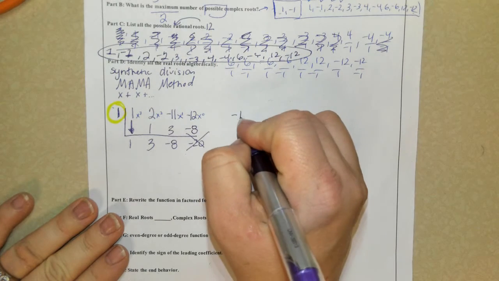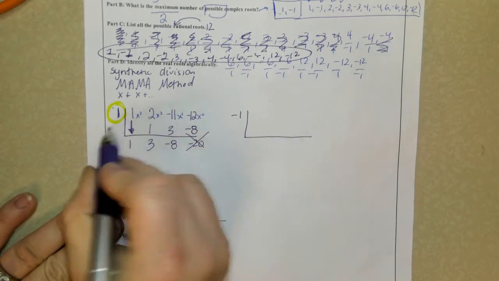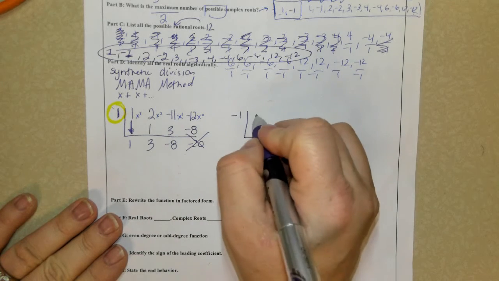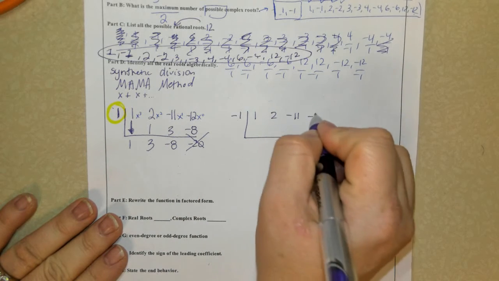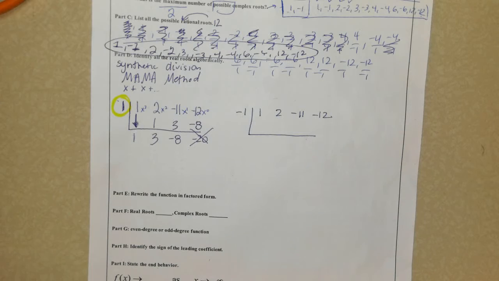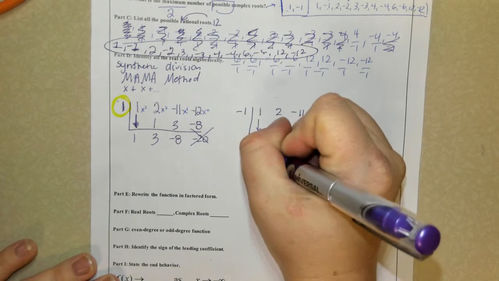Let's try negative 1. Put a negative 1 out front. And now that we already have seen that nothing's missing, let's just write 1, 2, negative 11, and negative 12. Bring down the very first number.